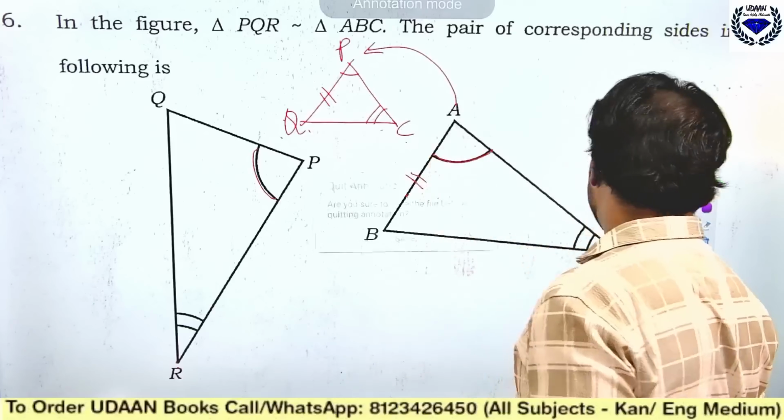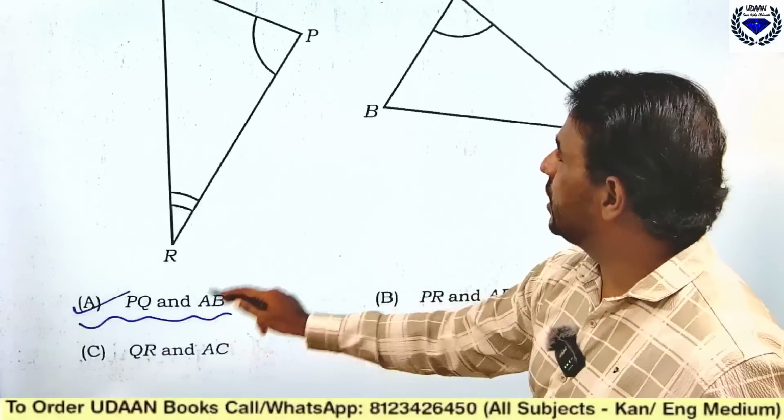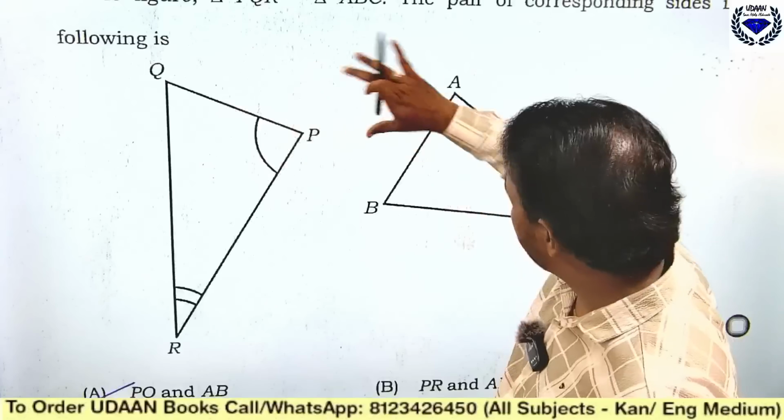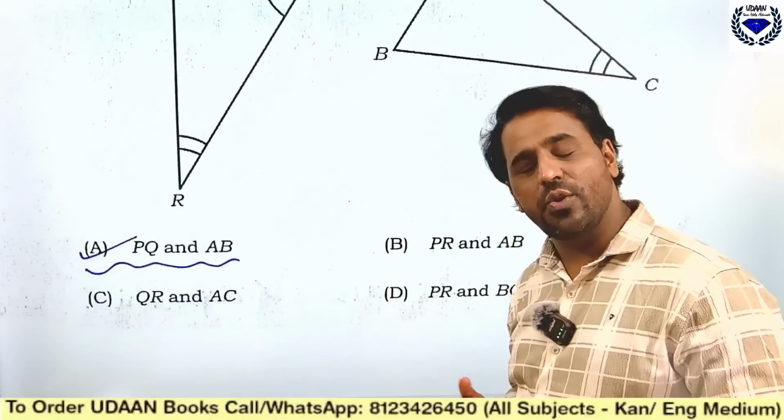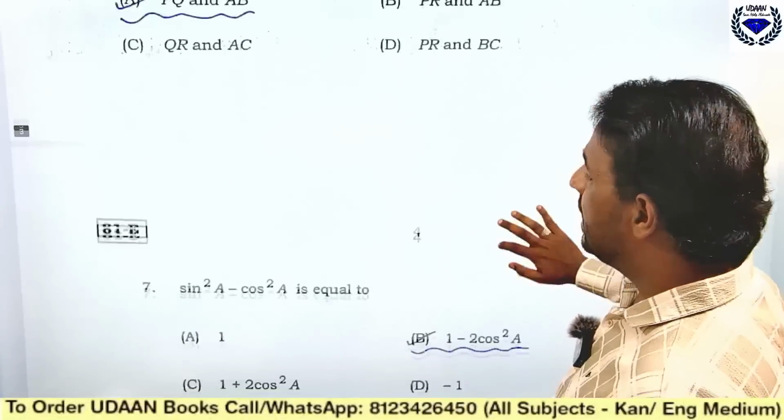Now let us see, the right answer is what? PQ and AB. If you just twist this, left side should be equal to left side, that will be your answer. Therefore, the right answer is Option A. Now next question.